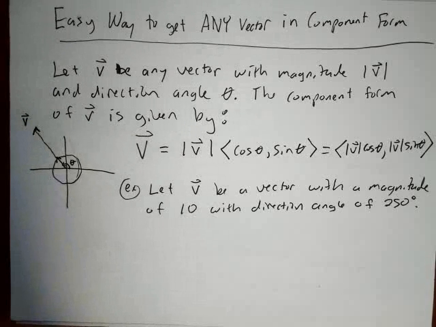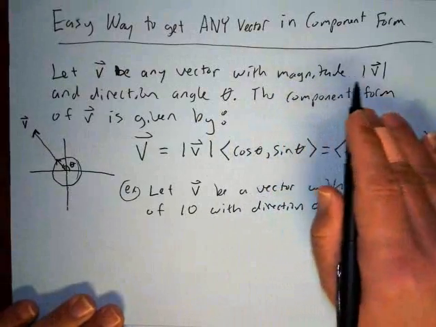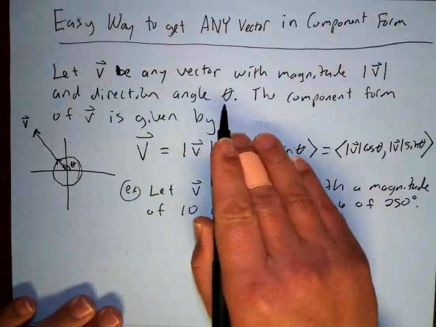There's no law of cosines or law of sines or anything like that. So this is really, really nice, and at this point we're in good shape to see why this is. So basically, let v be any vector with a magnitude of v here and a direction angle of theta.